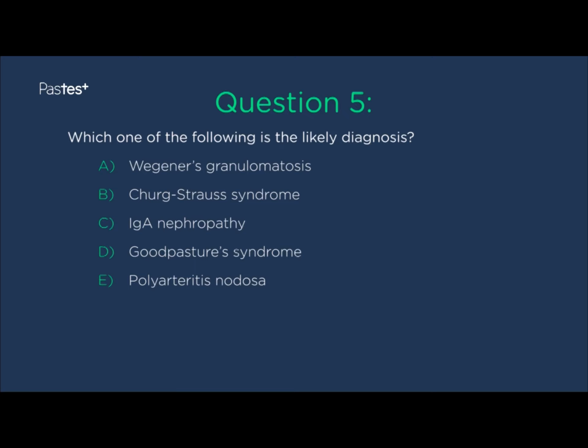So the two possible answers from this list really include Wegener's granulomatosis, but by far the best answer, which really fits with the clinical picture, is Churg-Strauss syndrome, as the patient had increasing asthma and an eosinophilia coupled with the acute kidney injury.